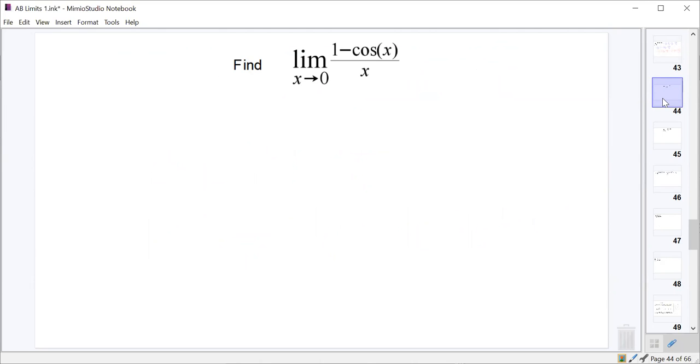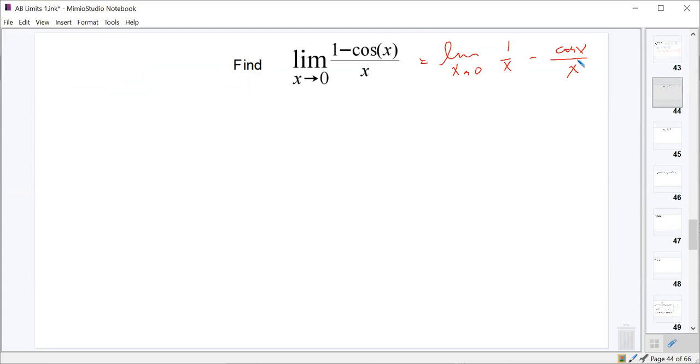This one is very different, obviously. The limit as x approaches 0 of 1 minus cosine x over x. Any thoughts on this one? Expand it like we did. You mean like the previous one? Yeah. So, okay, let's give that a shot. We're going to do the limit as x approaches 0 of 1 over x minus cosine x over x, right?